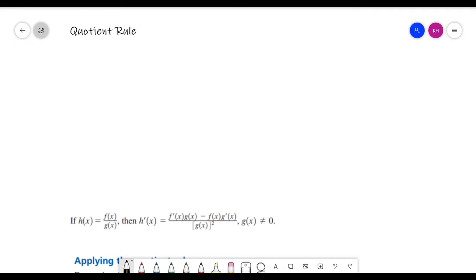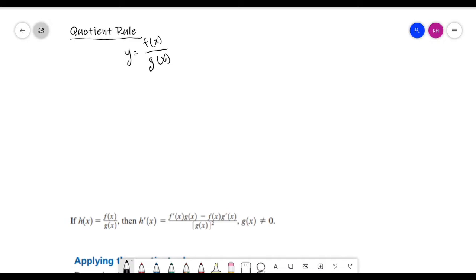In this lesson, we're going to talk about the quotient rule. So let's just start by taking the function y equals f of x divided by g of x. Now when we have a function like this, where we have a function over another function, we use the quotient rule. Now what is the quotient rule?